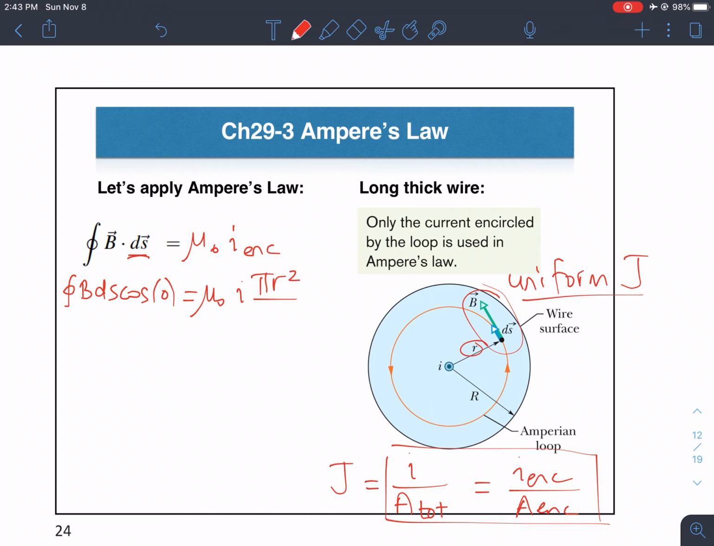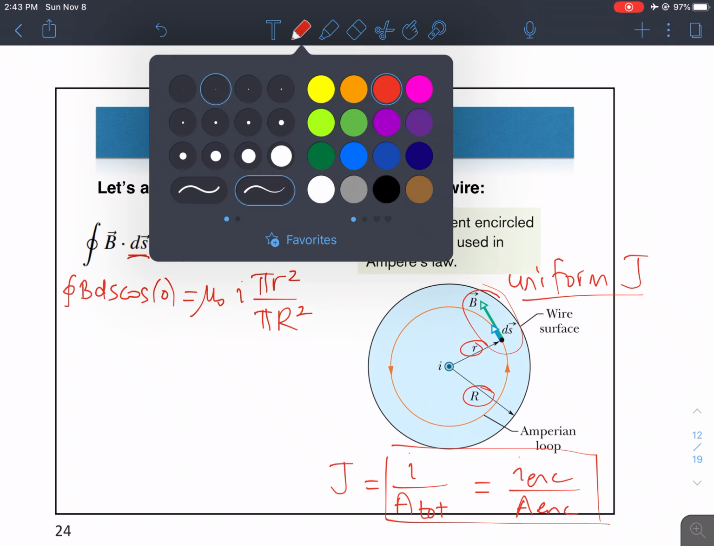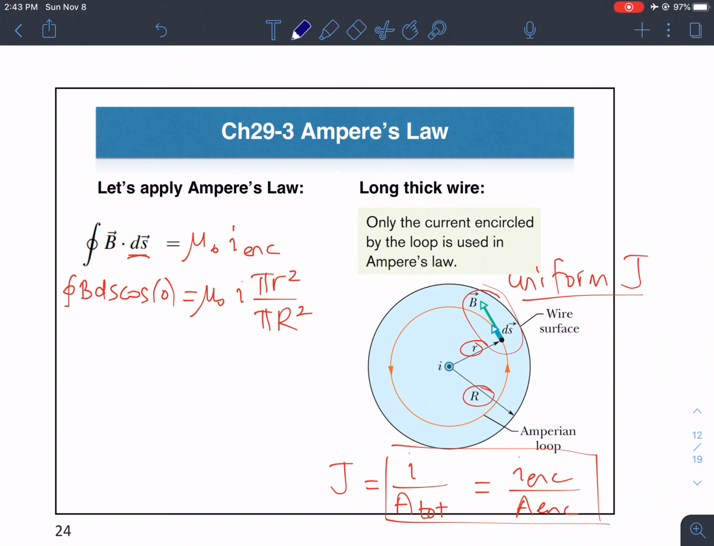And divided by the total area, which is the blue shaded area. So it's the entire wire's cross-sectional area, and that is going to be pi, and now I need to use that capital R, so pi R squared. A couple things here. Cosine 0 goes to 1, and the pi's are going to cancel out, and B is uniform, so it will come out of that integral. So ds is going to go to the circumference of that orange circle.